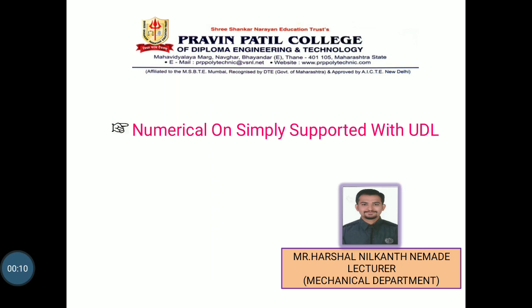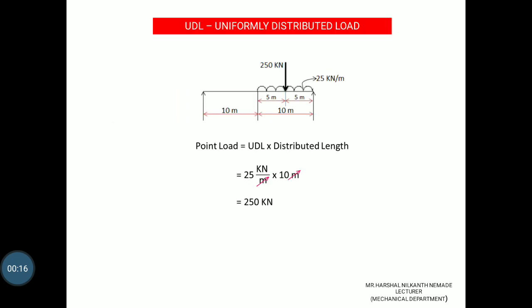We will start a numerical on a simply supported beam with a UDL, Uniform Distributed Load. First, for Uniform Distributed Load, you may see one figure and there is one span with a uniform distributed load of 25 kilonewton per meter. Okay, so we will replace it with one force, and there is one formula for that.